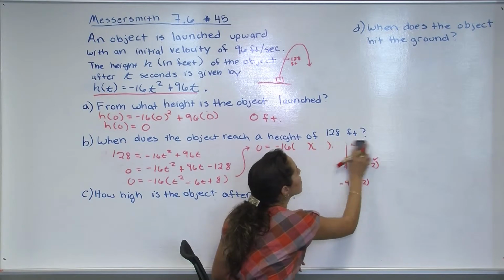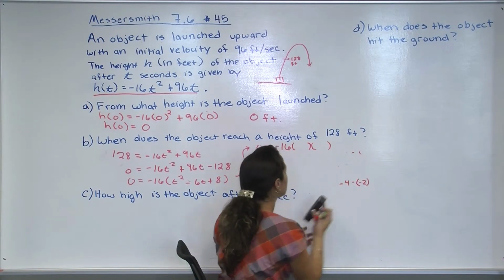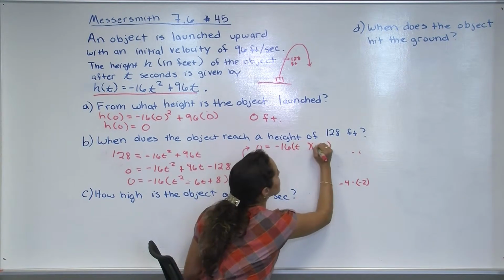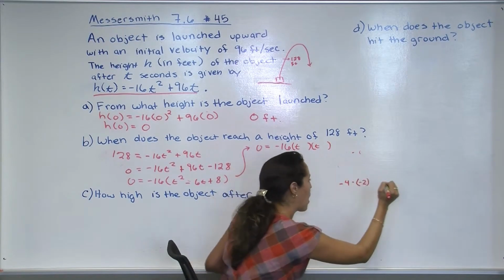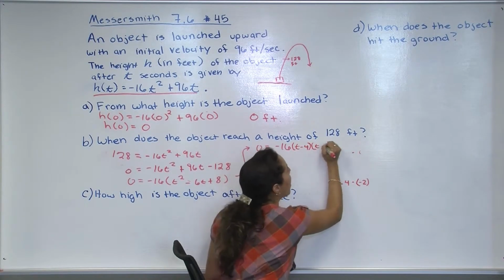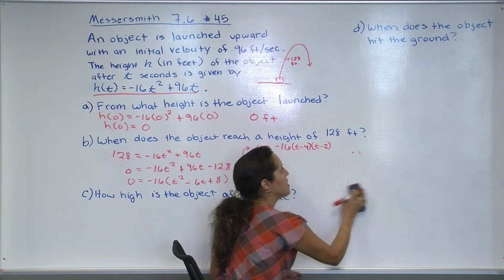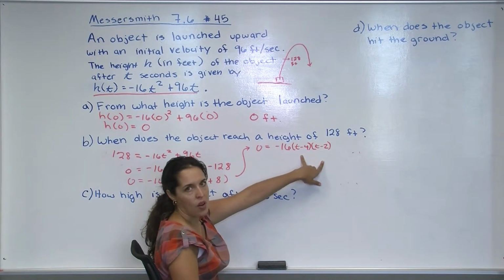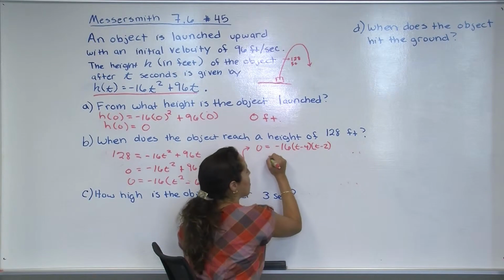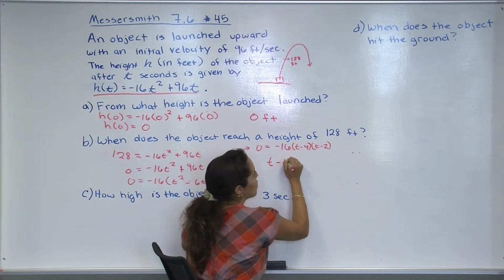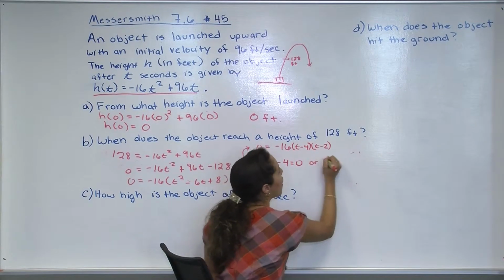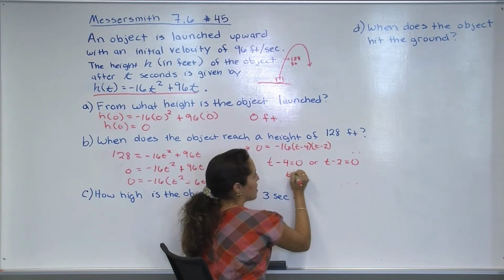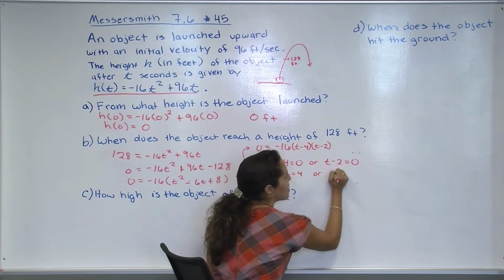I'll erase this just so it looks a little bit cleaner. So that means I'm filling in my parentheses. I've got t here and t here, and then a -4 and -2. Continuing on with the solving of this, we set our two parentheses equal to 0. So t - 4 is equal to 0, or t - 2 is equal to 0. And when we solve for t, t equals 4, or t equals 2.